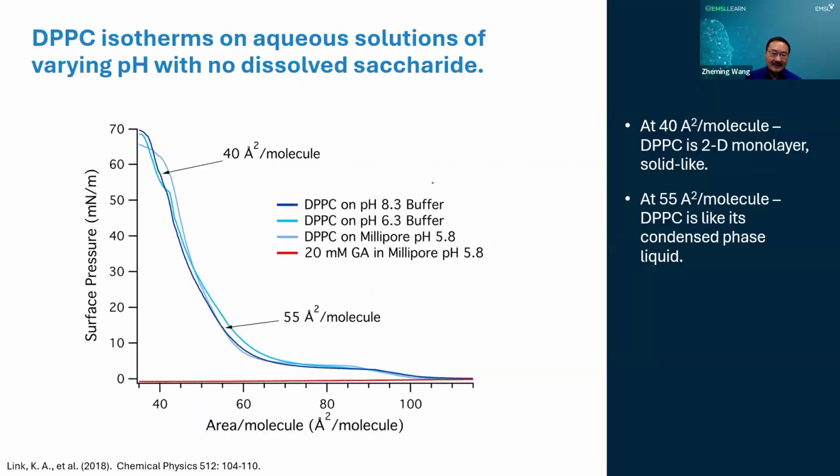over here, I just show that that's a surface pressure versus the molecular concentration plot. It's basically an adsorption isotherm here. For DPPC at different pHs and with glucosamine in the aqueous phase, we can see that there are two areas where we have different molecular structures for the DPPC. One is at 40 angstroms and one at 55 square angstrom. I should point out that 40 angstrom corresponds to a two-dimensional monolayer of DPPC, where the structure of the lipid resembles that of a solid. And at 55, it resembles a condensed phase liquid. So we focus on these two regions.